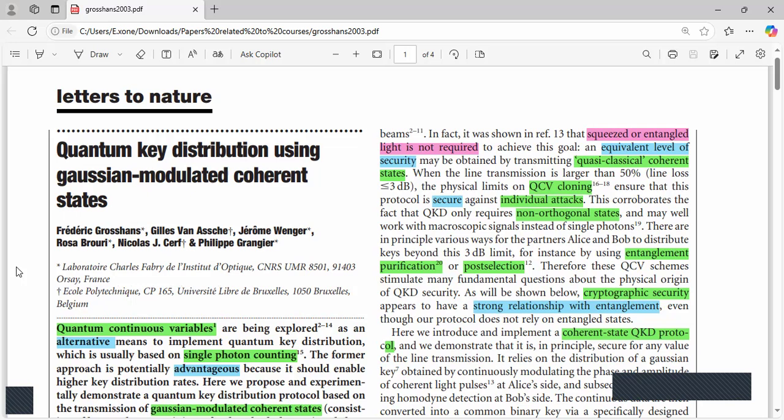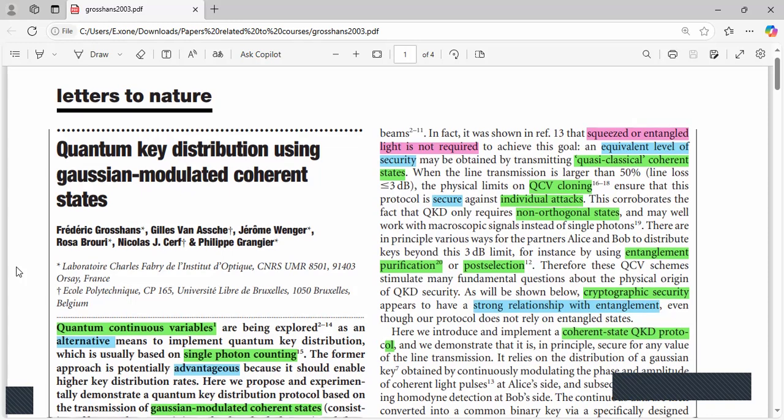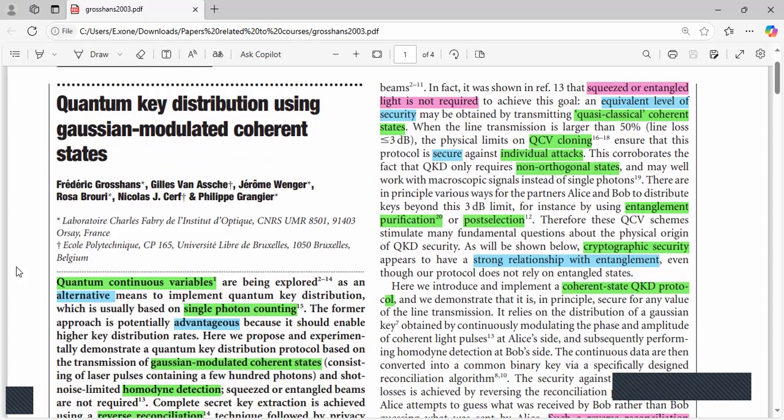Gaussian modulated means that they modulated the phase and amplitude, which are the two conjugate variables of these states, through Gaussian random numbers. Using these Gaussian modulated coherent states, they distribute the key between two parties, namely Alice and Bob.